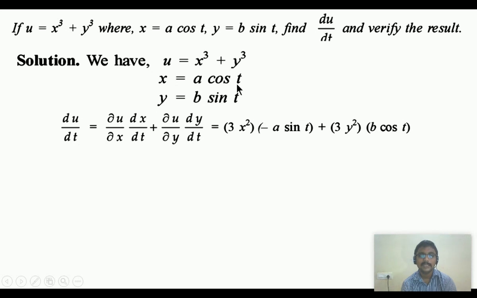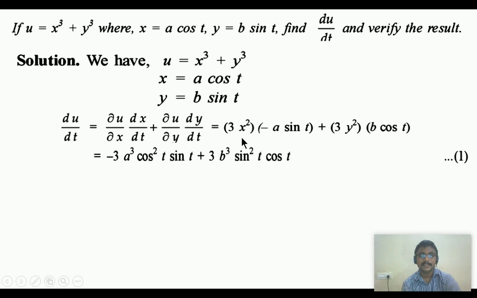Now dx by dt differentiating x with respect to t ordinary, a constant cos t derivative minus sin t, that is minus a sin t. So y is also differentiated with respect to t, that is b cos t. Dou u by dou y means differentiating u partially with respect to y, we will get y cube derivative 3y square, x cube derivative 0. So these are the partial derivatives and ordinary derivatives computed using the given equations. So it is the value of du by dt.